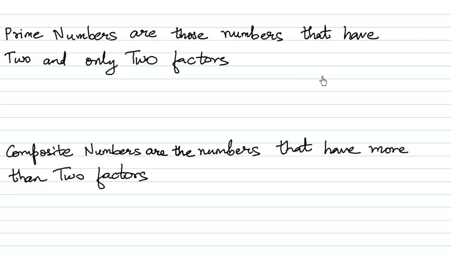In this lecture, we're going to study prime numbers and composite numbers. So prime numbers are those numbers, those natural numbers of course, that have two and only two factors. Oh my goodness, what does that mean?